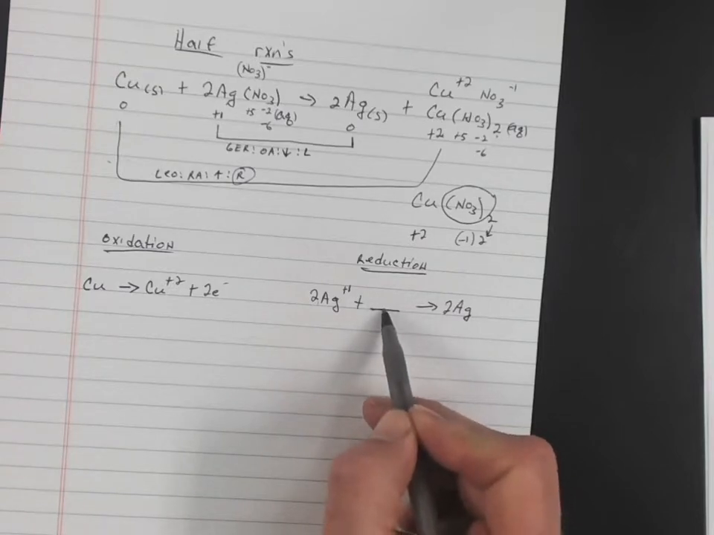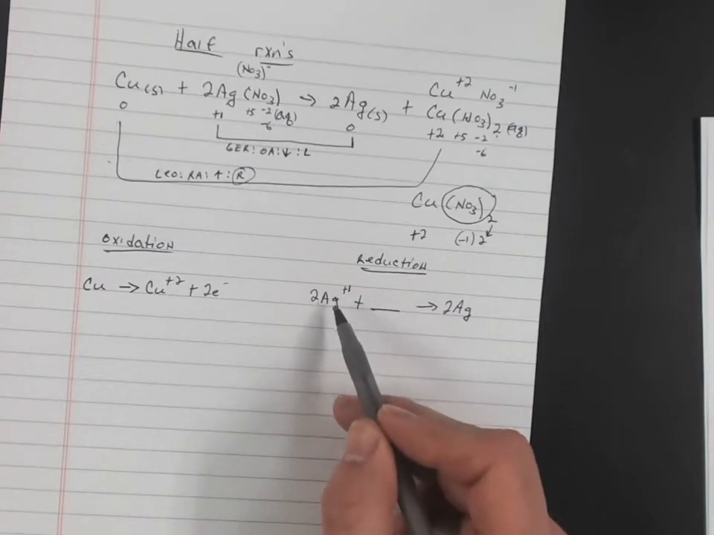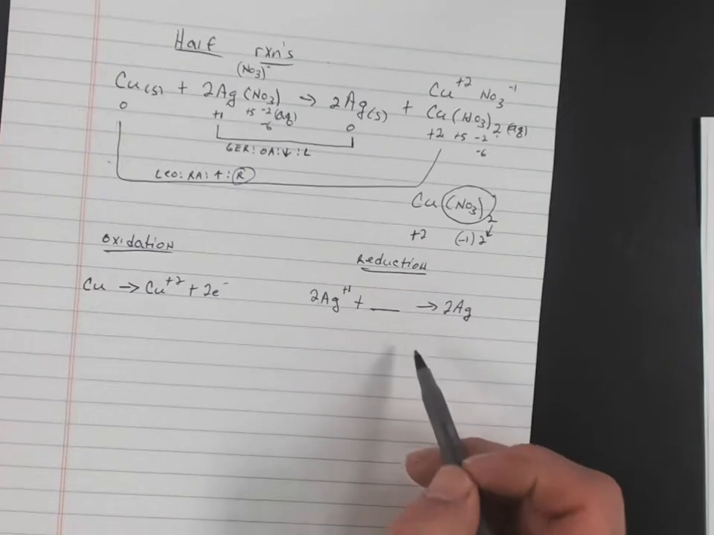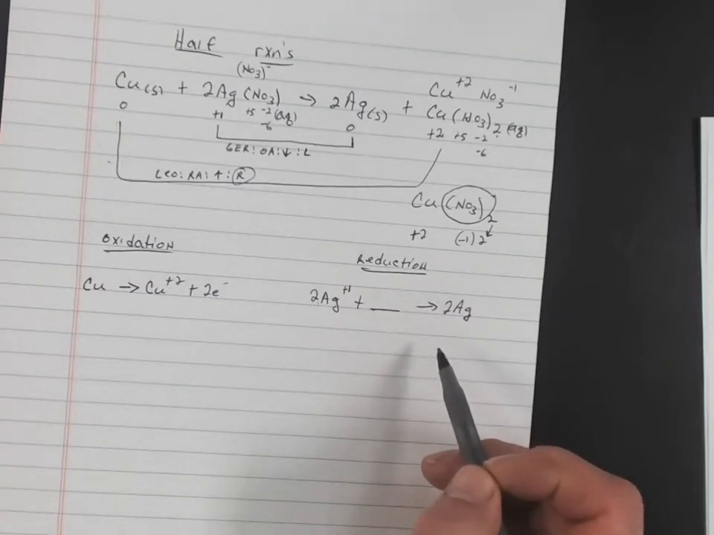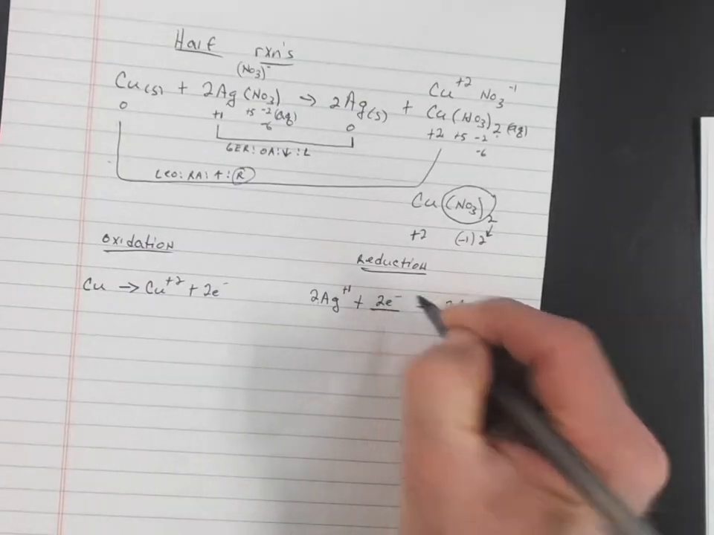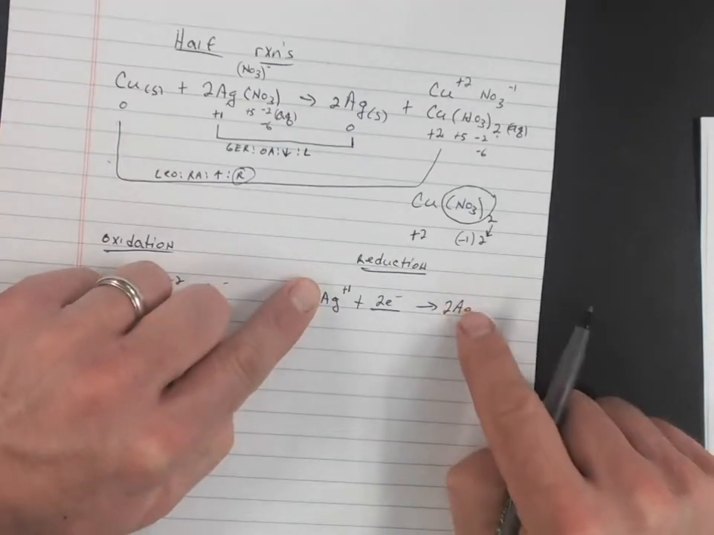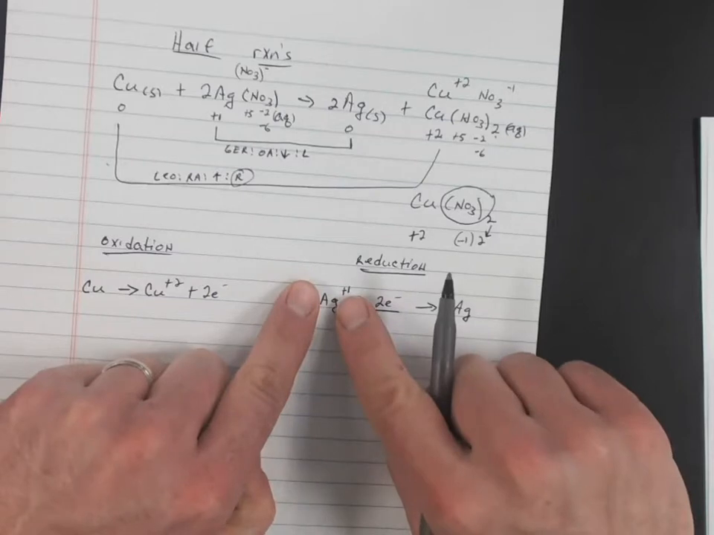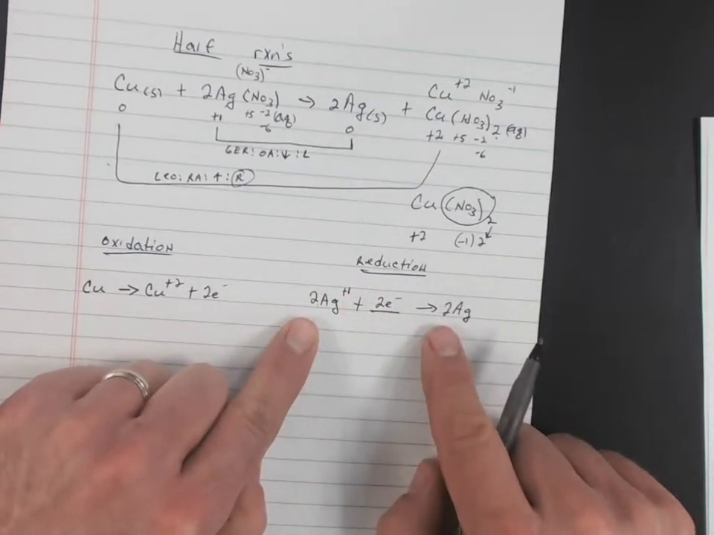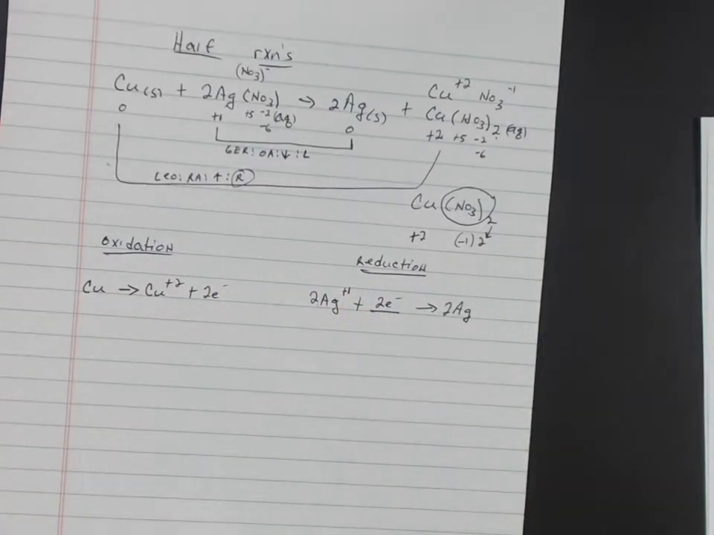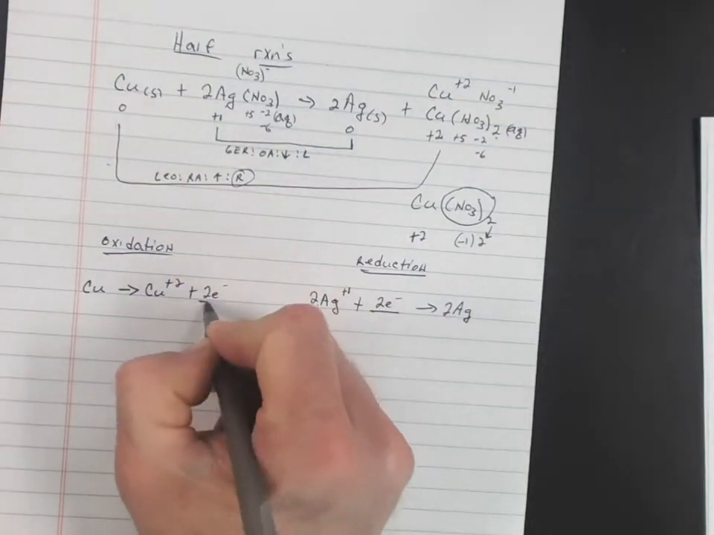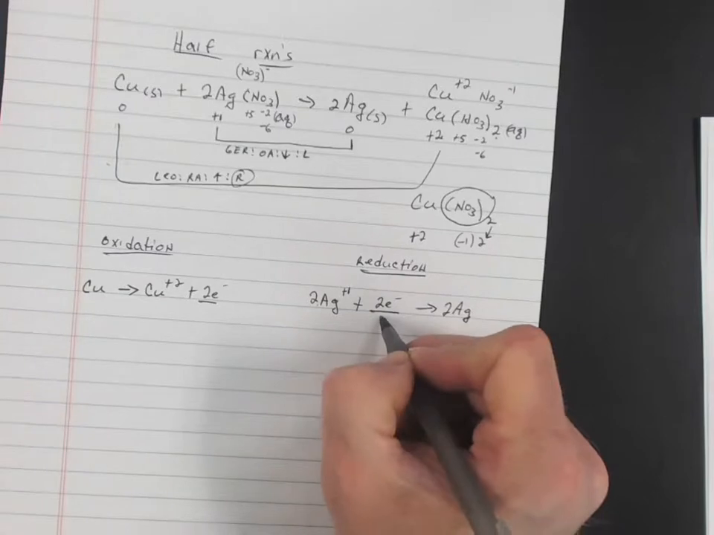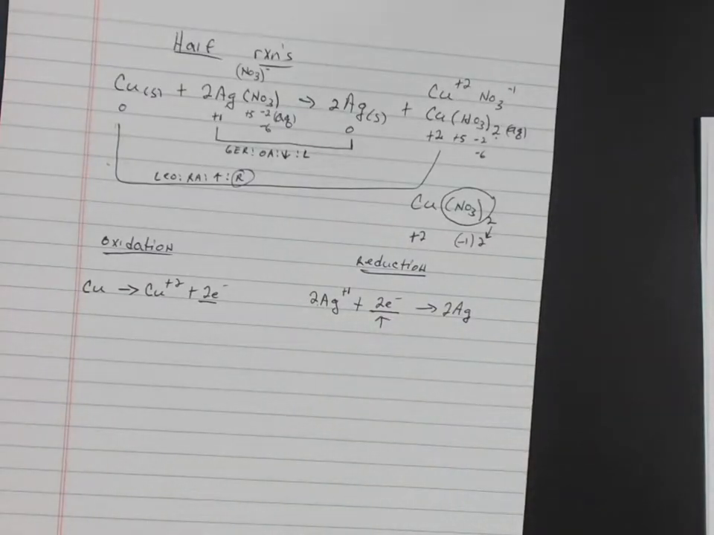So how many electrons do I need to make 2 Ags that are plus 1 drop to the 2 Ags that are 0? 2. The reason why is that each Ag requires 1 electron, but you've got 2 of them. So each Ag plus 1 would require 1, but because you have 2, you've got to drop it down to 2 electrons. Now we have to do a check, and you'll notice that the electrons lost equal the electrons gained. That's good because that has to be that way for a redox.